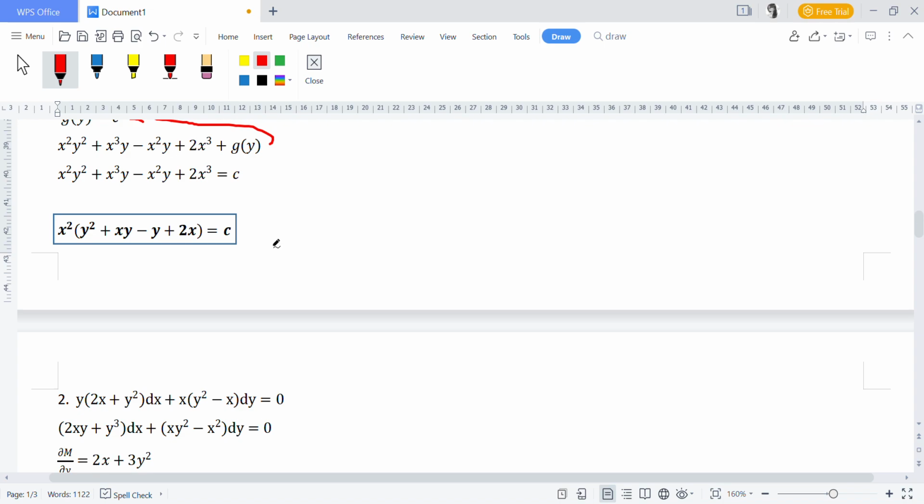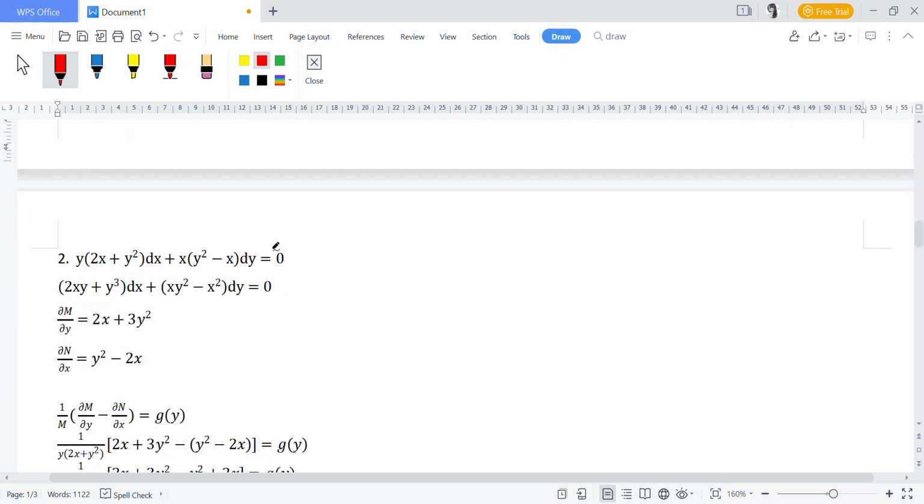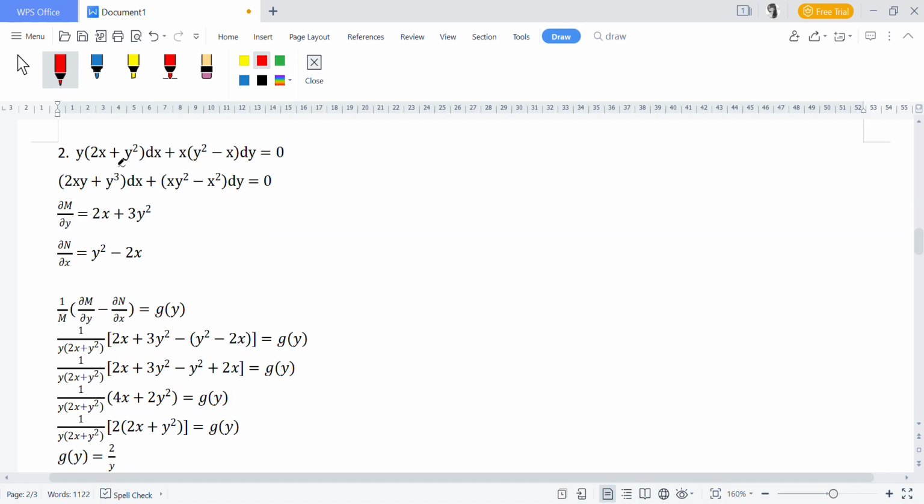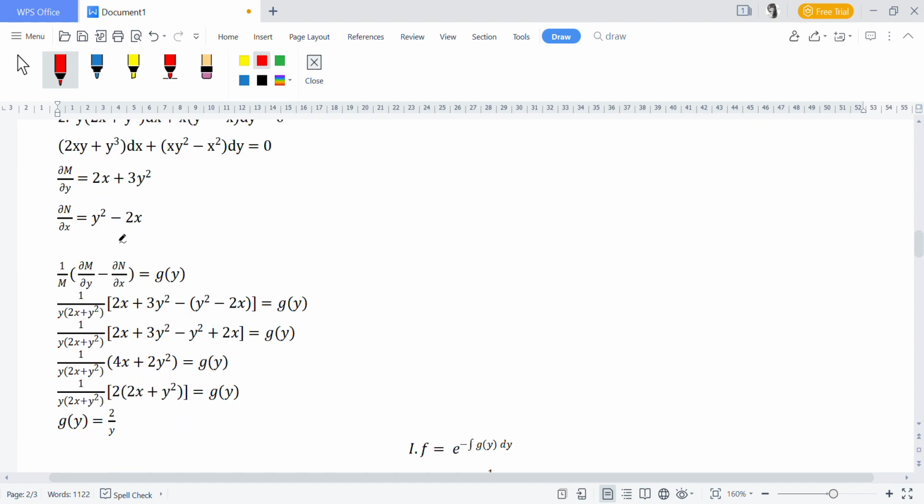Now let's proceed to example number 2. In our example number 2, we have y times 2x plus y squared dx plus x times y squared minus x dy is equal to 0. So let's distribute this. Now we will have a new set of equations, which is 2xy plus y cubed dx plus xy squared minus x squared dy is equal to 0. So first, let's test for its exactness.